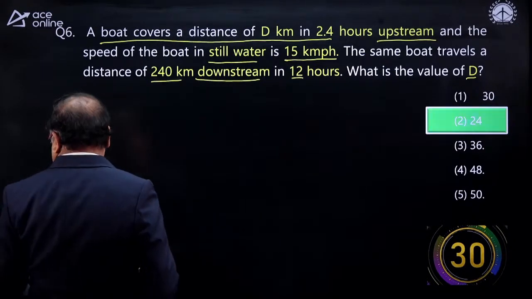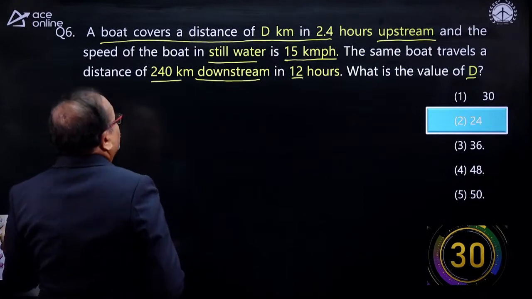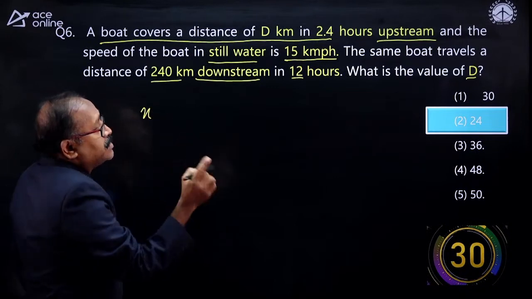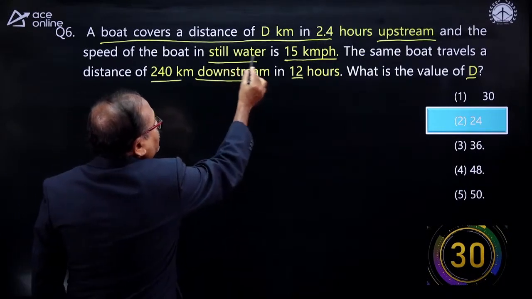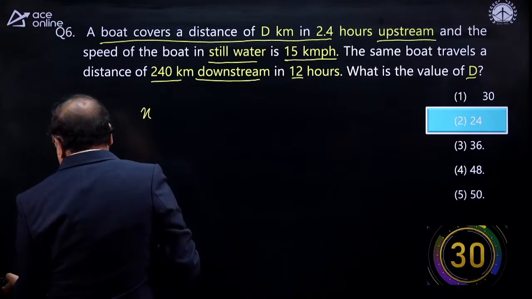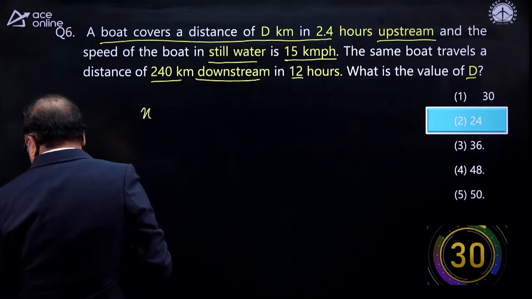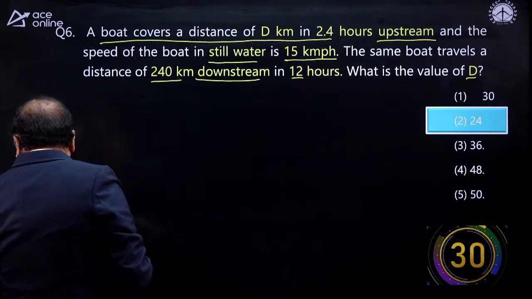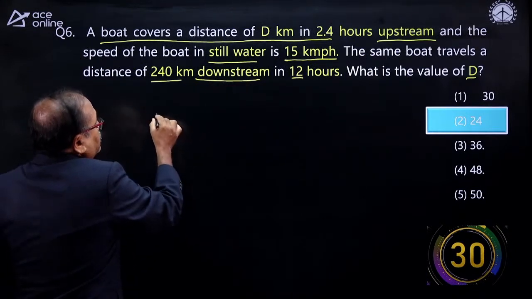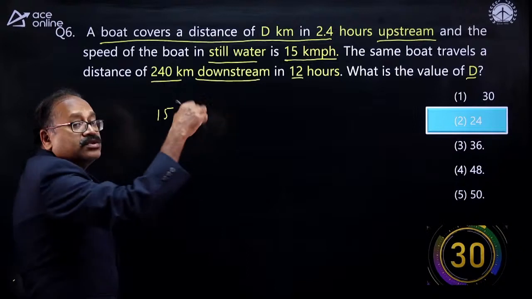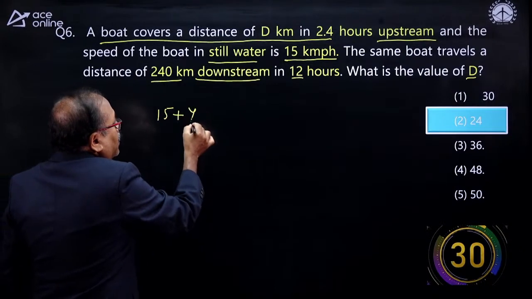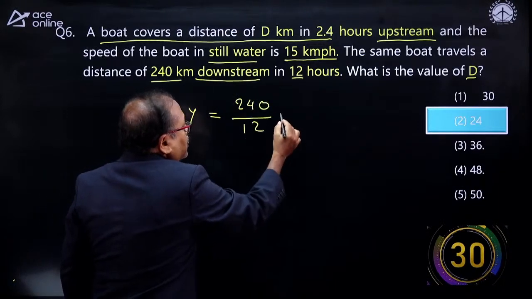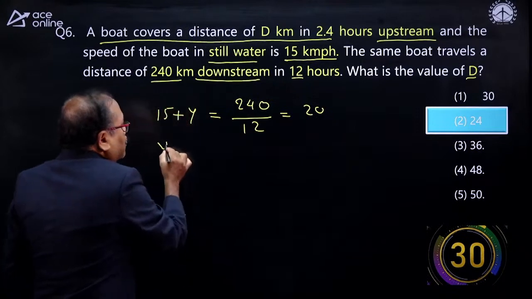So let's find out what we are expected to do over here. We already know the downstream speed, that is x plus y, where x is already there, that is 15. The interface has changed, so I am facing a little problem, but it's okay. So x is 15, as it is downstream, so x plus y is 240 divided by 12, which is nothing but 20. So what is y? The y will be 5.